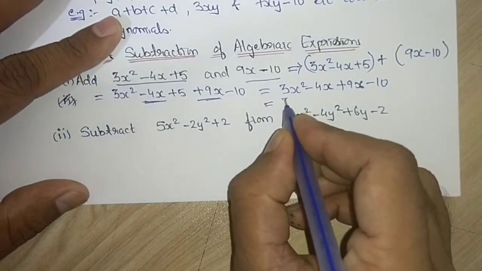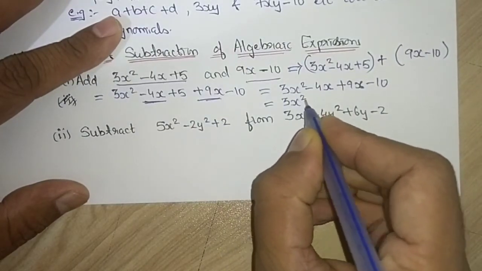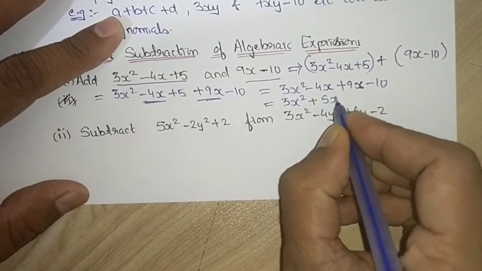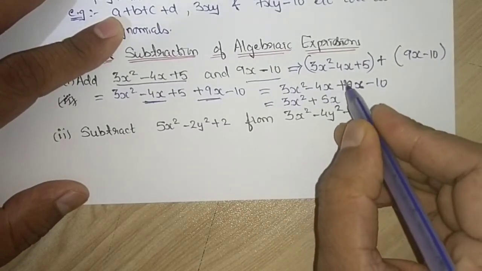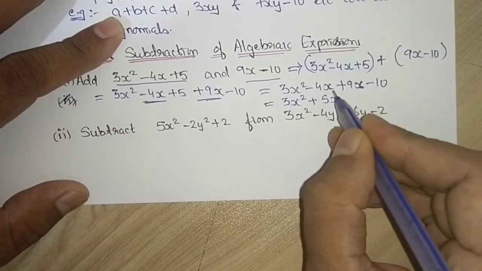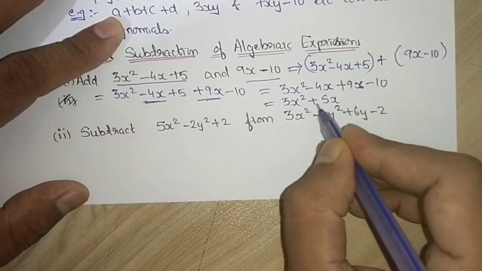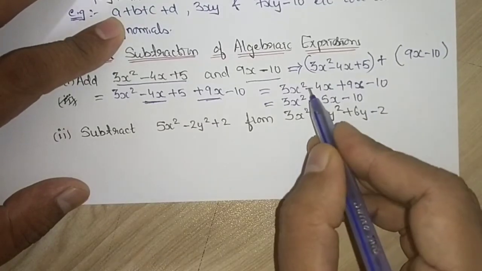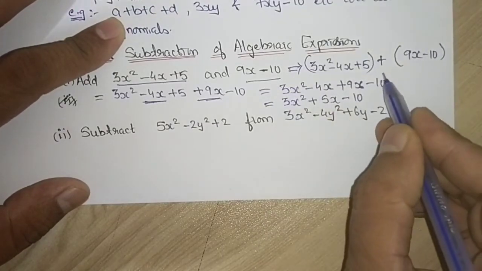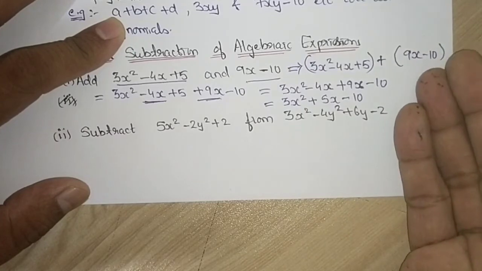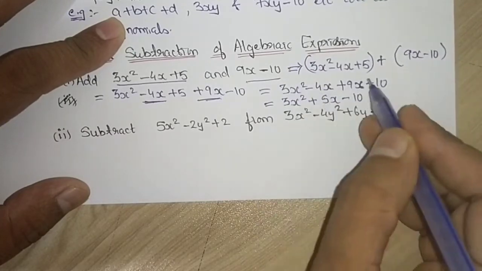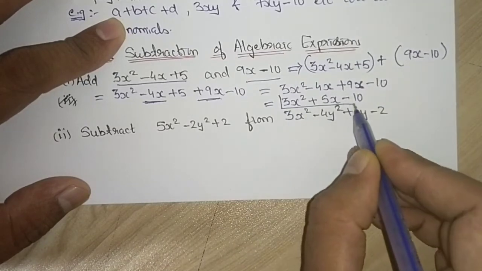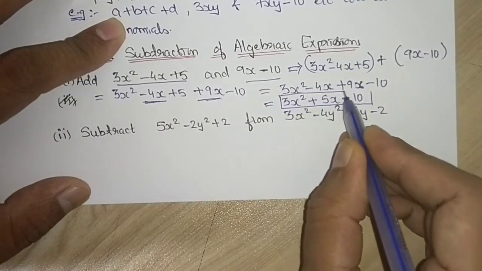Definitely 5. So your answer will be 3x square plus 5x. Why plus? Because the plus sign is more than the minus sign. So it will remain 5x minus 10. There will be no effect on this term and this term because there is no other like term to subtract or add them. So our answer will be 3x square plus 5x minus 10.